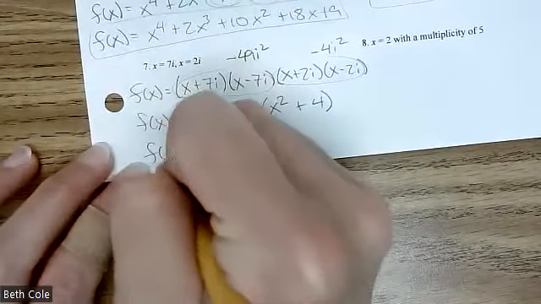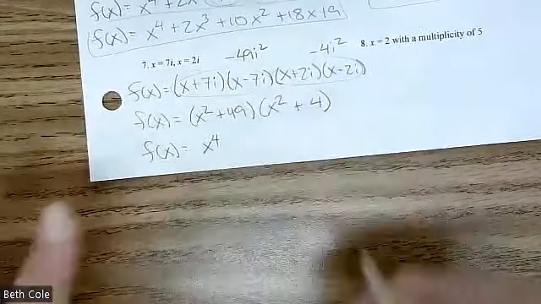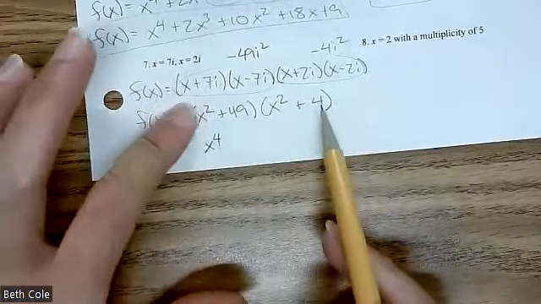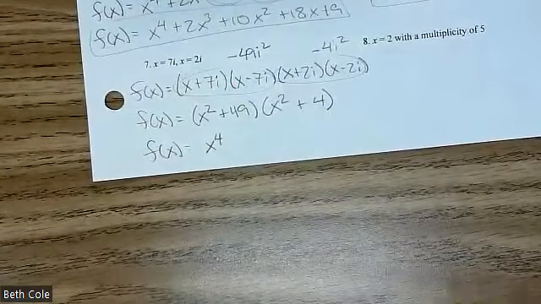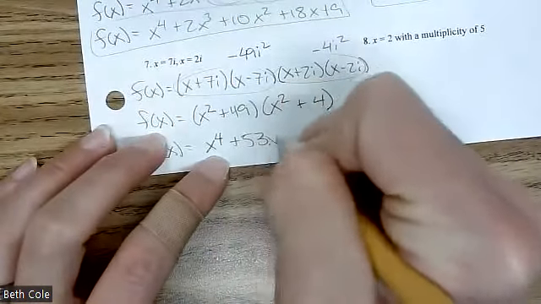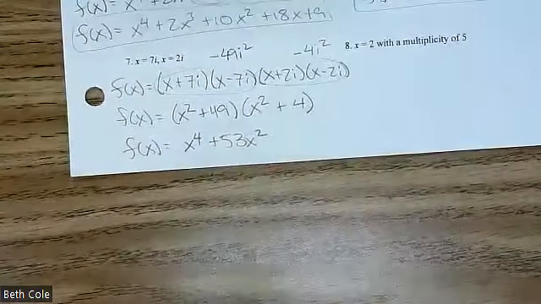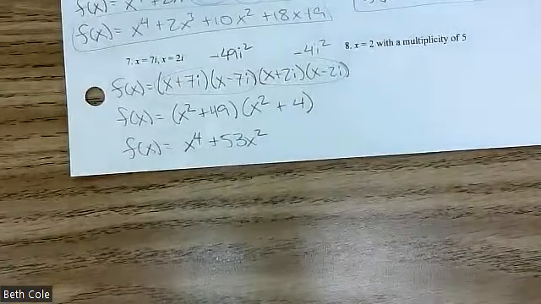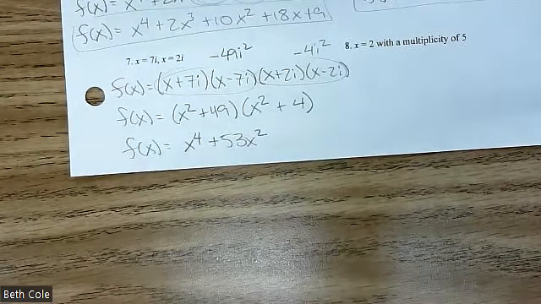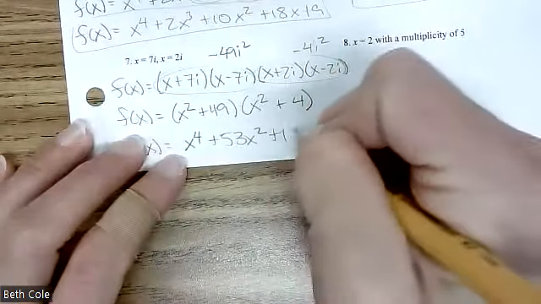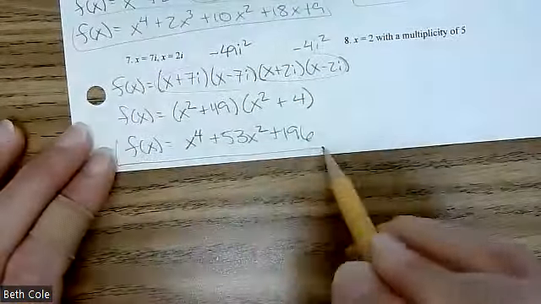And then you just put all those together. So it'll be x to the 4th. Outsides give you 4x squared. Insides give you 49x squared. So what is that, 53x squared. And then 49 times 4. I would do 50 times 4 and then just adjust it. Because 50 times 4 would be 200, right? So 196. Did I do that right in my head? Good. Okay.